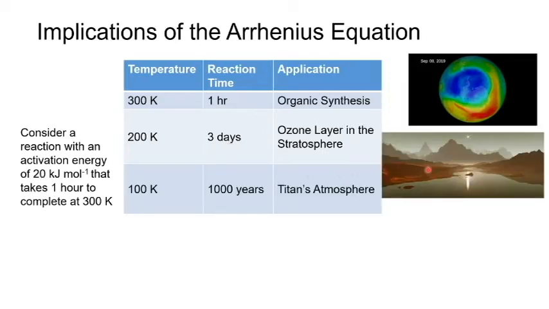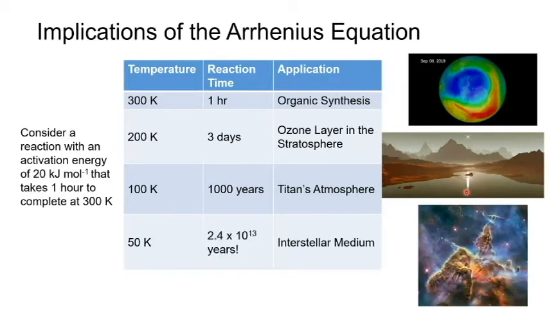At 100 Kelvin, typical of the atmosphere of Titan, one of the moons of Saturn, that same reaction will take 1,000 years. And at 50 Kelvin, typical of the temperature of the interstellar medium, then that will take 2.4 times 10 to the 13 years, which is longer than the lifetime of the universe. So given that chemistry occurs in all of these environments, how does it occur? It must be occurring in some different way from the Arrhenius type mechanism.